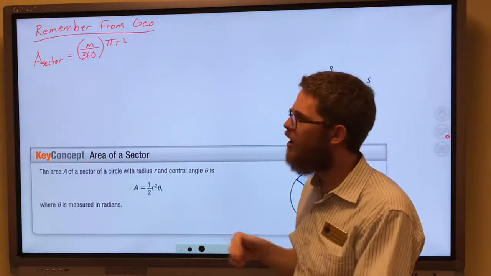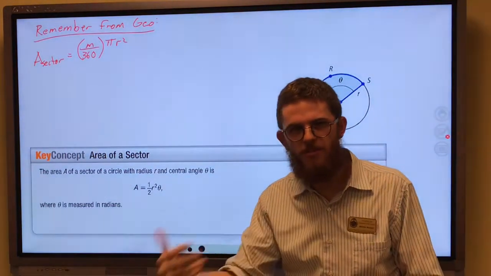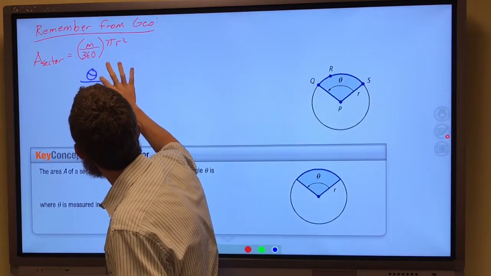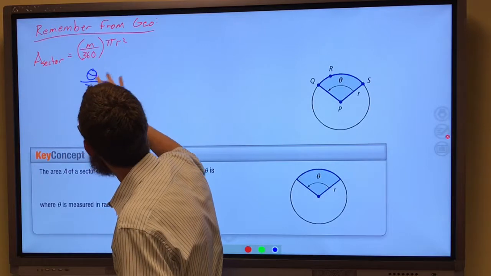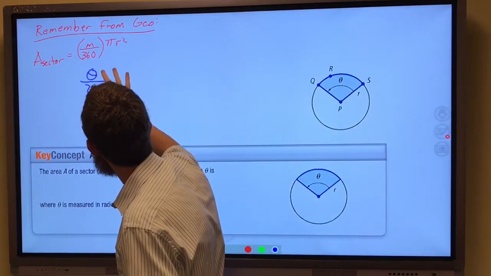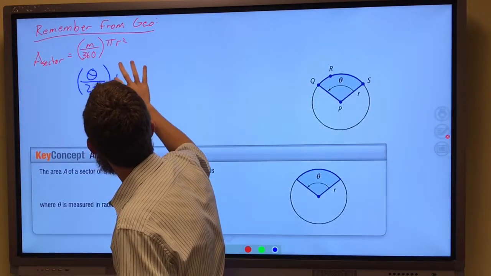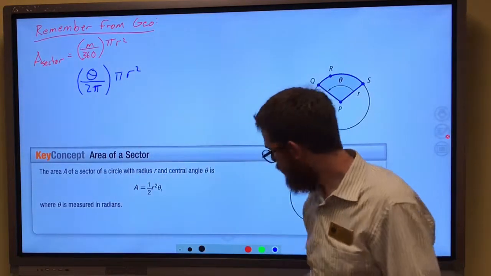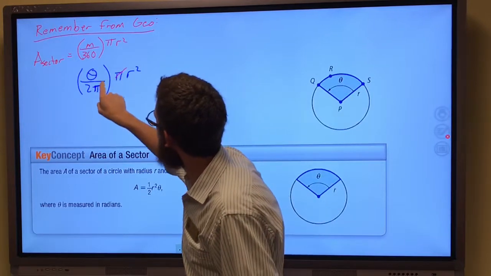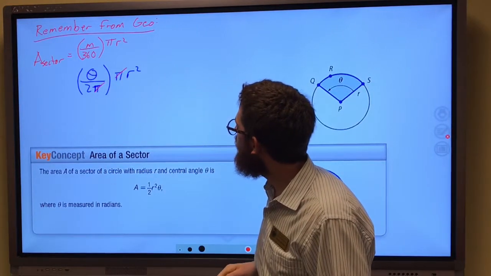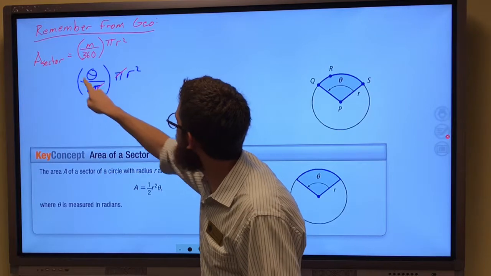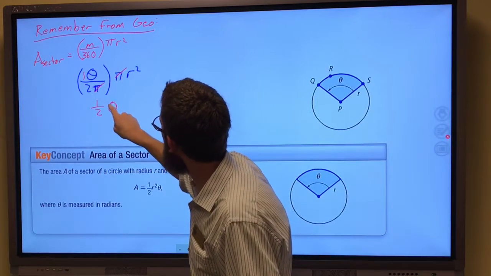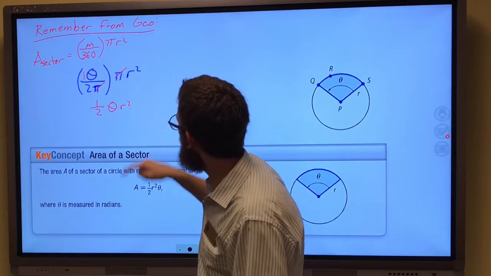Well, if we just manipulate things a little bit to think about this in radians, instead of m, I'm going to use theta. Instead of 360, in radians that would be 2 pi. And over here I have pi r squared. If I simplify this a little bit, I cancel out the pi's, and this is like an understood 1 over 2, so that's a half. And then I have theta times r squared.